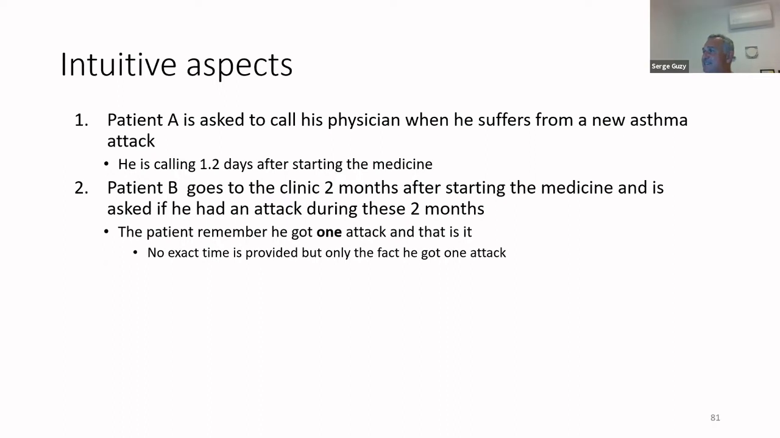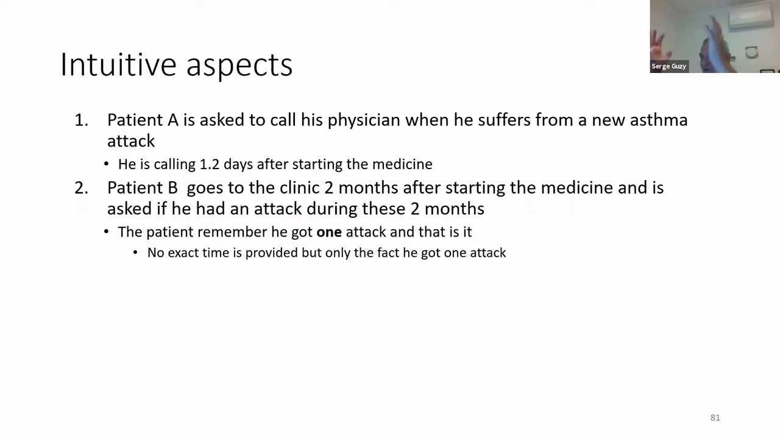Then in that case, it's not like count data, where in the first month he got one asthma attack and you don't know when. In the time to event, the most important case is that when he's getting the asthma attacks, you notify the physician and you record exactly the time at which he got the asthma attack.